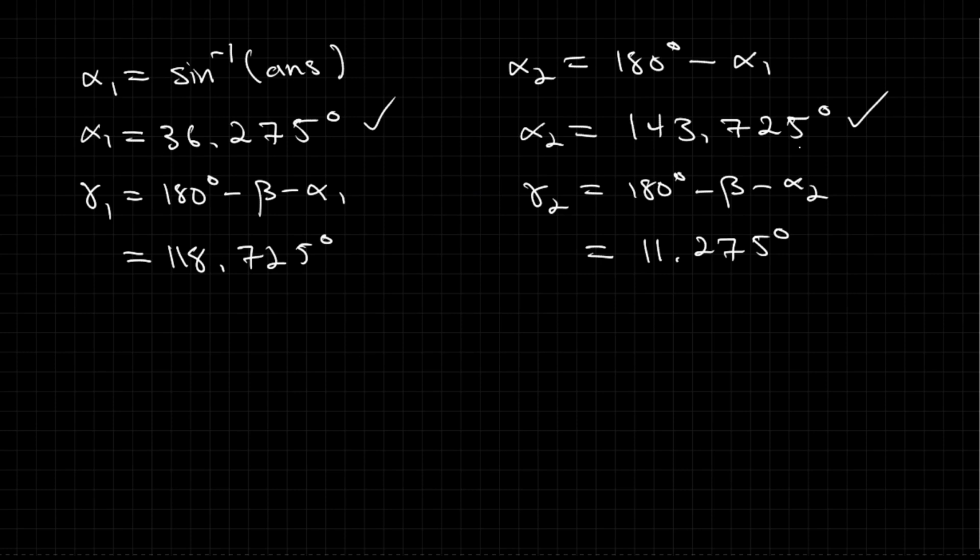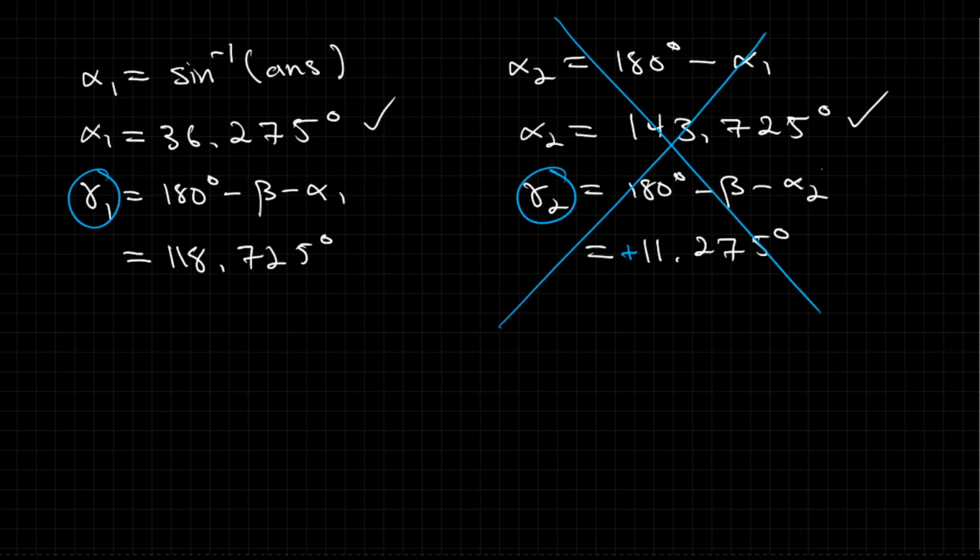However, there will be a large percentage of the time when you go to compute gamma 1 and gamma 2, and what will happen is gamma 2 will end up being negative. In this case, it's not. We have a positive angle. When you do get a negative, however, that indicates to you that there is no second triangle.